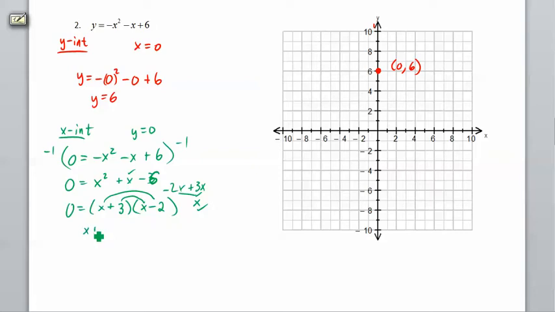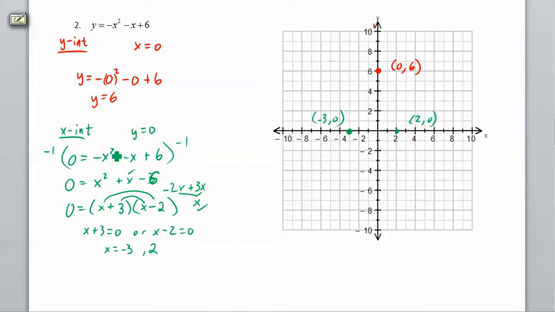So now I go x plus 3 equals 0, or x minus 2 equals 0. So x equals negative 3, or positive 2. Those are both x-intercepts. So I go to negative 3, that's negative 3 comma 0. And then I go to positive 2, right there, so 2 comma 0.